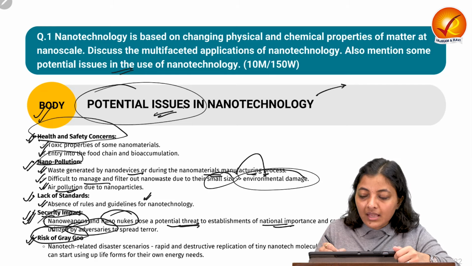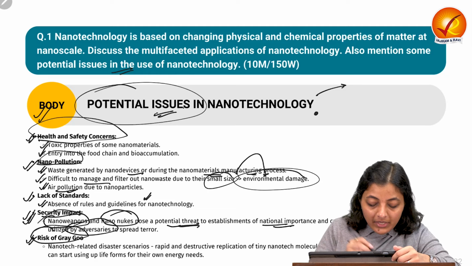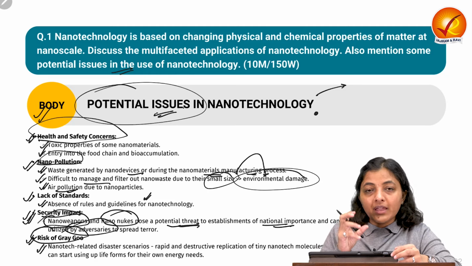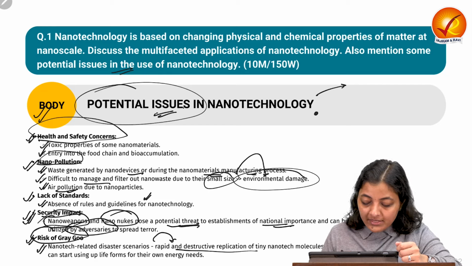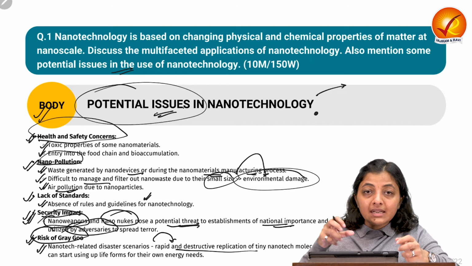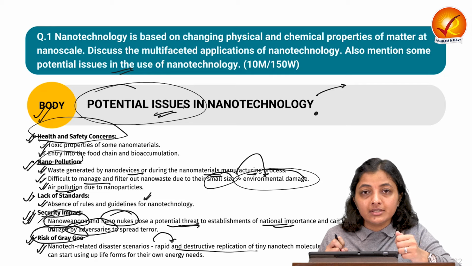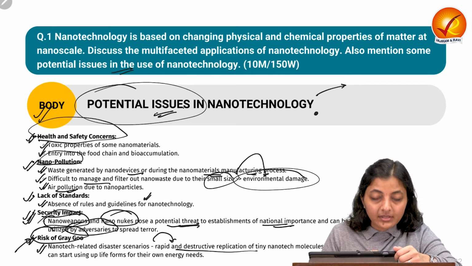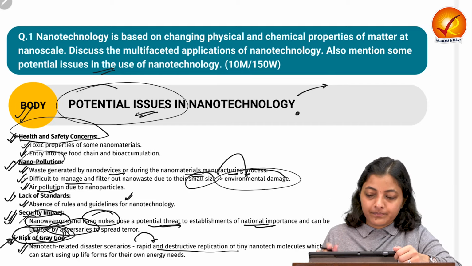Next is about the risk of grey goo. It means we are developing technology at this nanoscale. It is a scenario of disastrous activity, where there is a rapid and destructive replication of tiny nanoparticles that consume living organisms for their energy needs. So this can happen, grey goo. Okay, so you can also write about this.